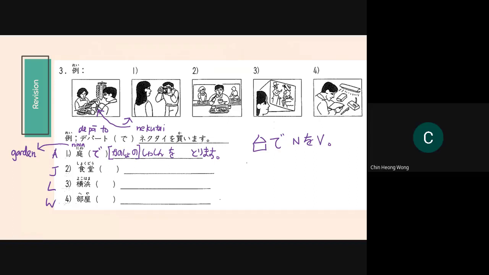Niwa is a garden. So it's okay, it's a place also, right? Yeah, it's a place also, but we cannot use A because A translates to 'to'. It means I take a photo to the garden. You know what I'm saying?